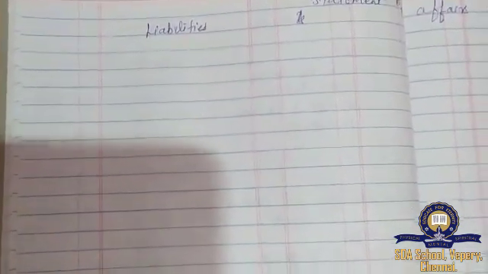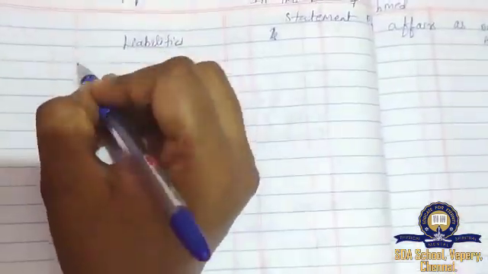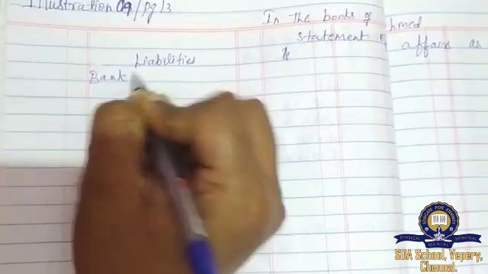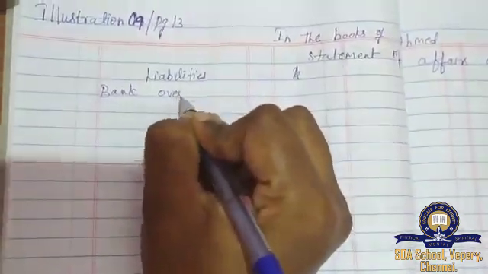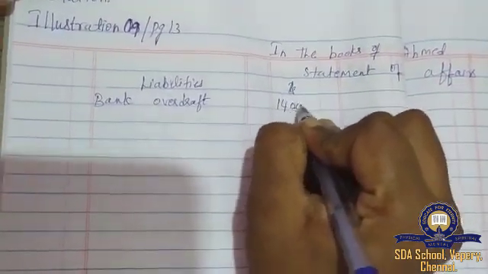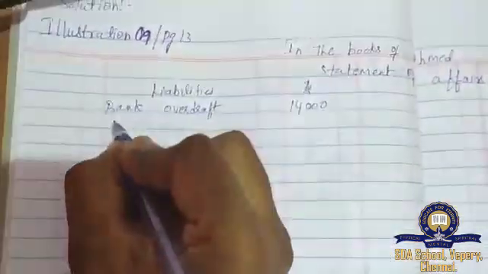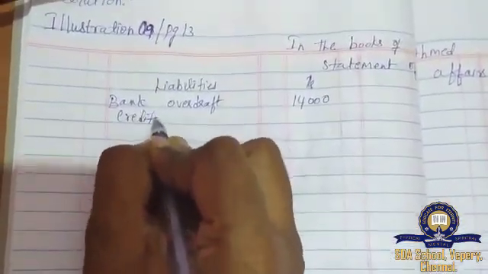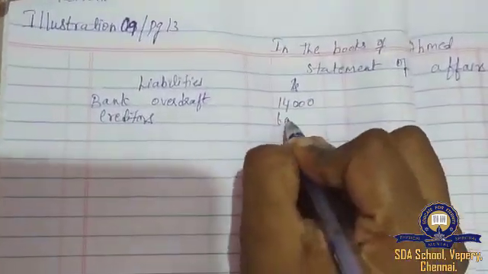Okay, so creditor means now we are going to put that bank overdraft in debit side. So liability is only the debit side. So bank overdraft 14,000. Next they have given the sundry creditors 60,000. That's all in liability side.